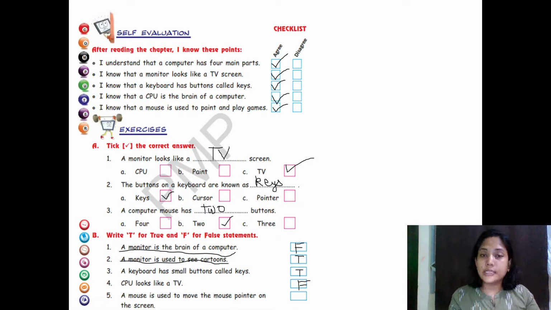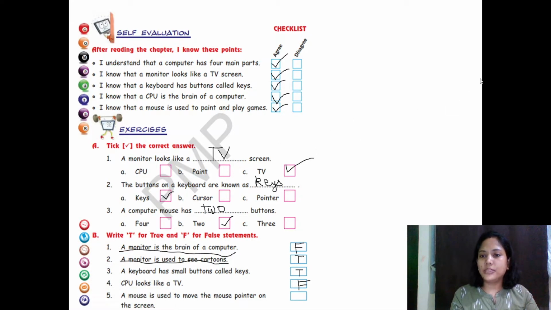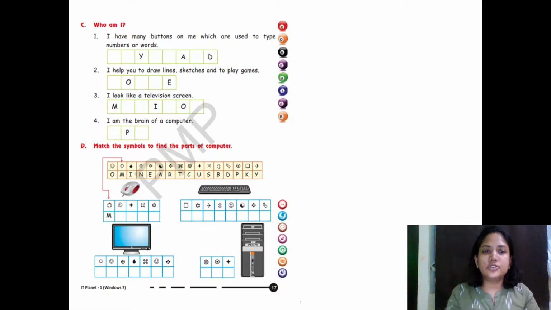Now next, a mouse is used to move the mouse pointer on the screen. We learned what is a mouse pointer. What is a mouse pointer? The arrow that you see on the screen. This arrow that you can see, which is on the black screen. This. Okay, I am moving it. That is the mouse pointer. Okay. So, do we use the mouse to move the mouse pointer? Yes. So, I am going to write T here. Yes, true.